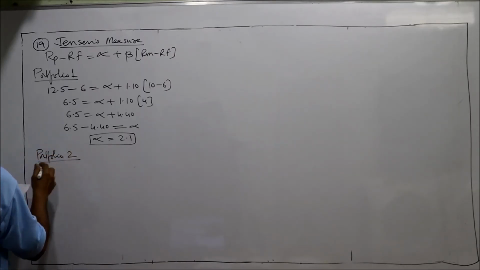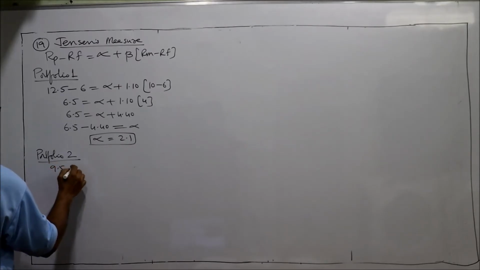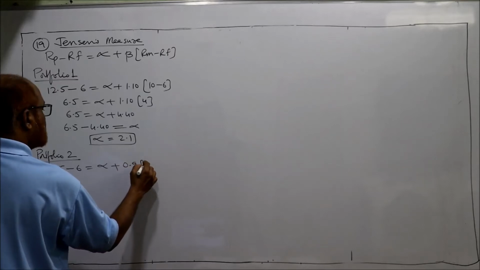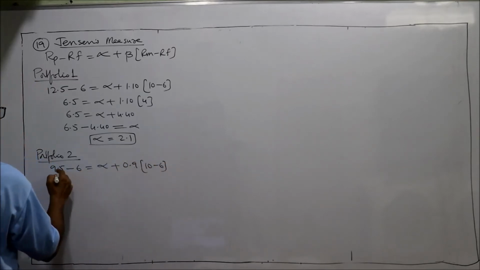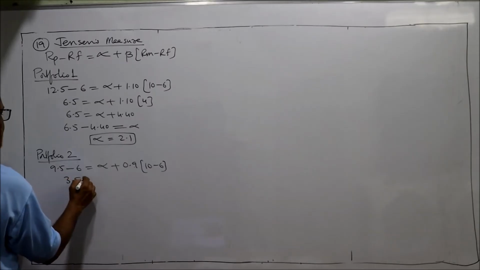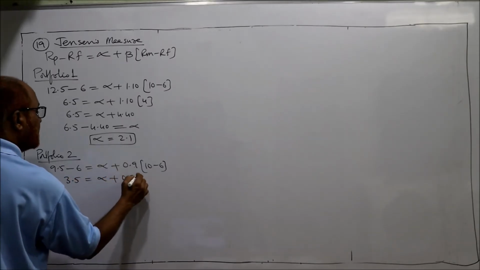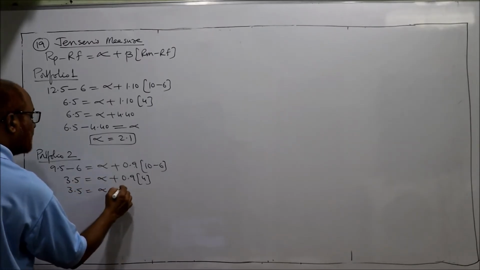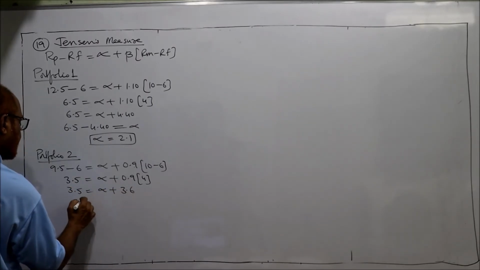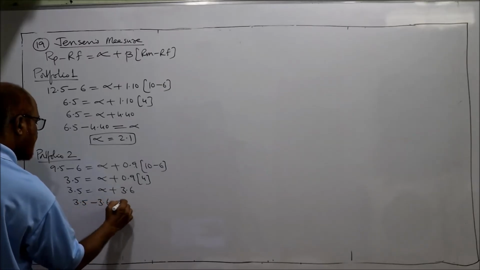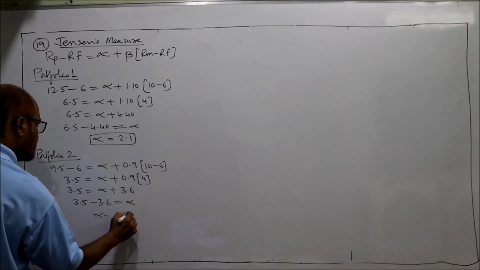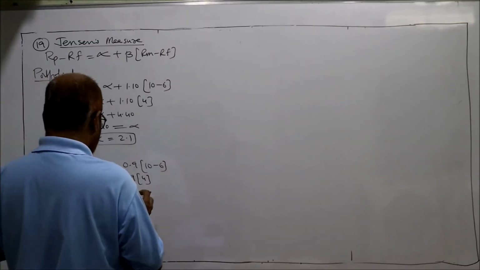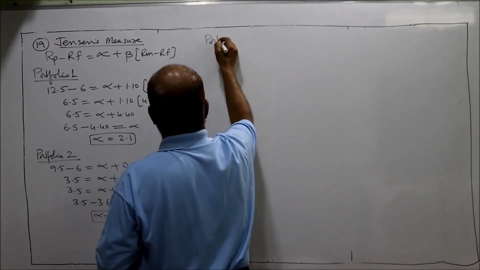Now portfolio 2. 9.5 minus 6 is equal to alpha plus 0.9 into 10 minus 6. So 9.5 minus 6 is 3.5, equal to alpha plus 0.9 into 4. 3.5 is equal to alpha plus 3.6. Alpha is minus 0.1. So 2 portfolios we have completed. Now portfolio 3.